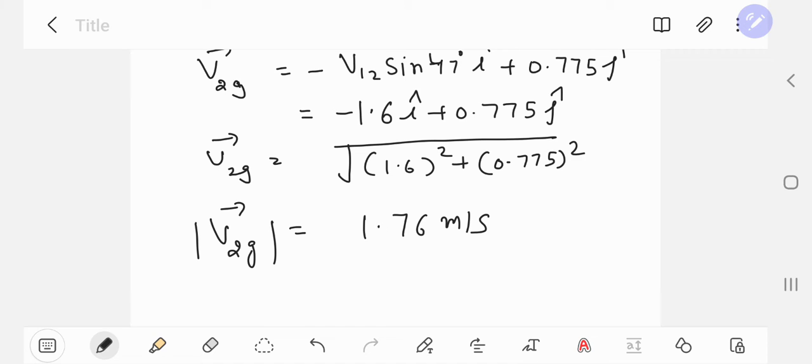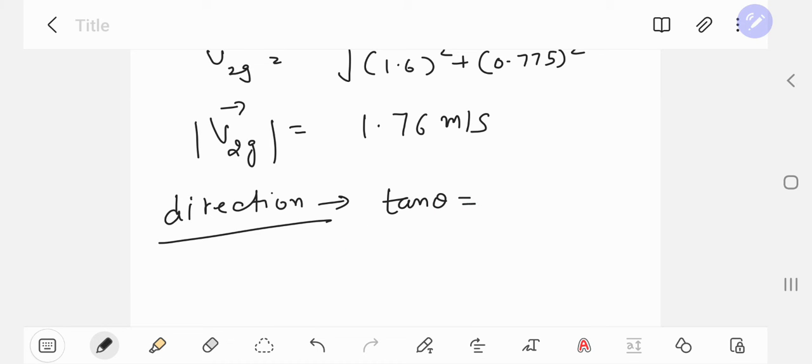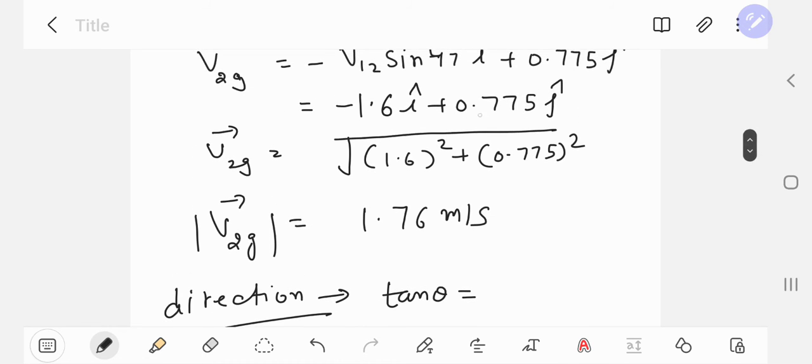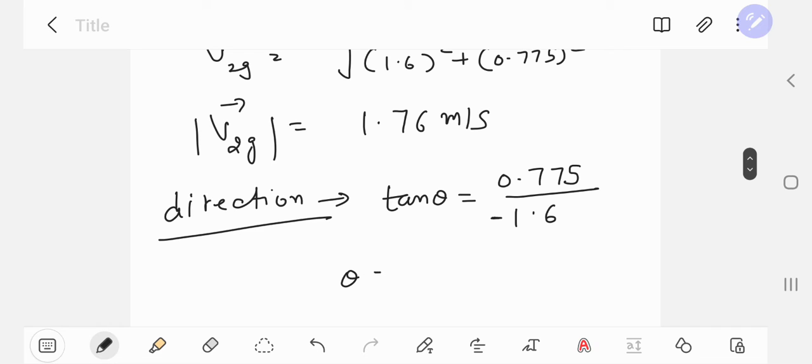Now if you need to find the direction, we can use either tan or sine inverse. The direction would be the angle, again. As I mentioned in the previous question, we get the tangent of the angle from the two components, y upon x, that will be 0.775 upon 1.6. This angle will be in the negative form, because this i cap was negative. That means the angle theta is tan inverse of 0.775 upon 1.6 in the negative form.